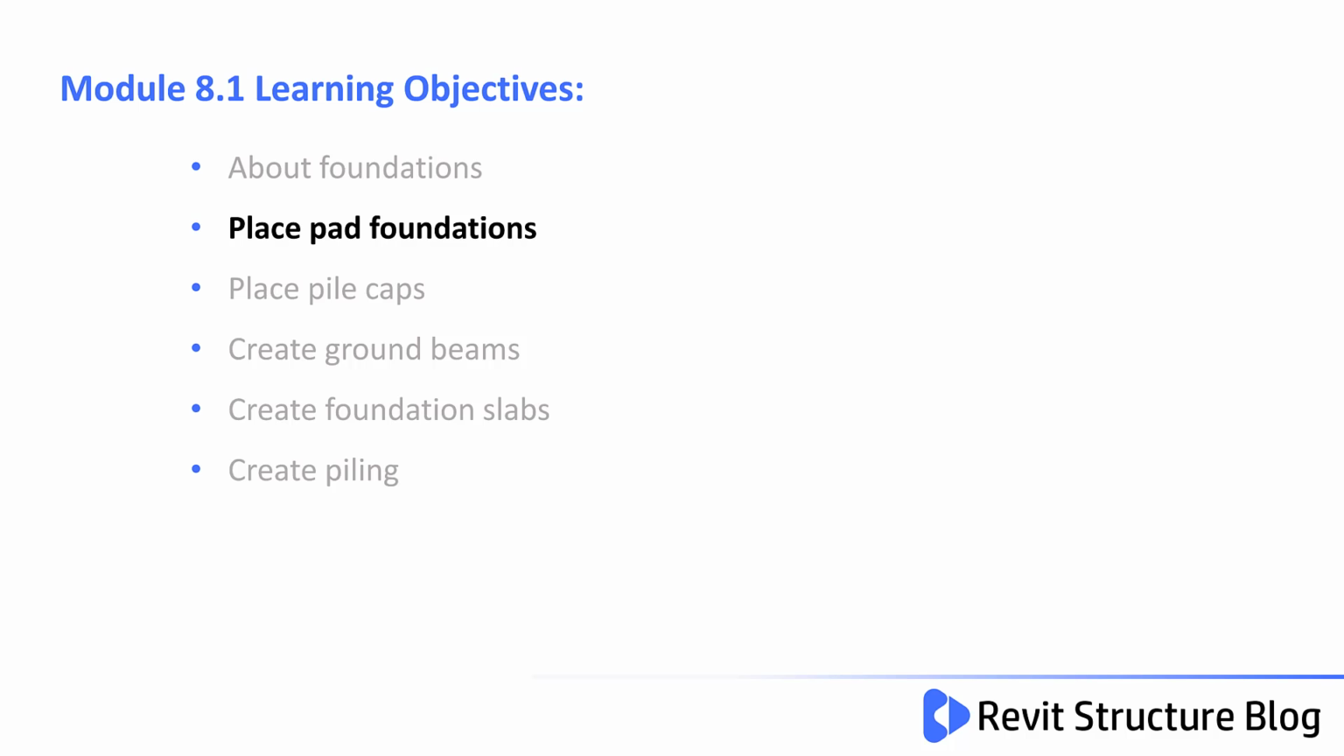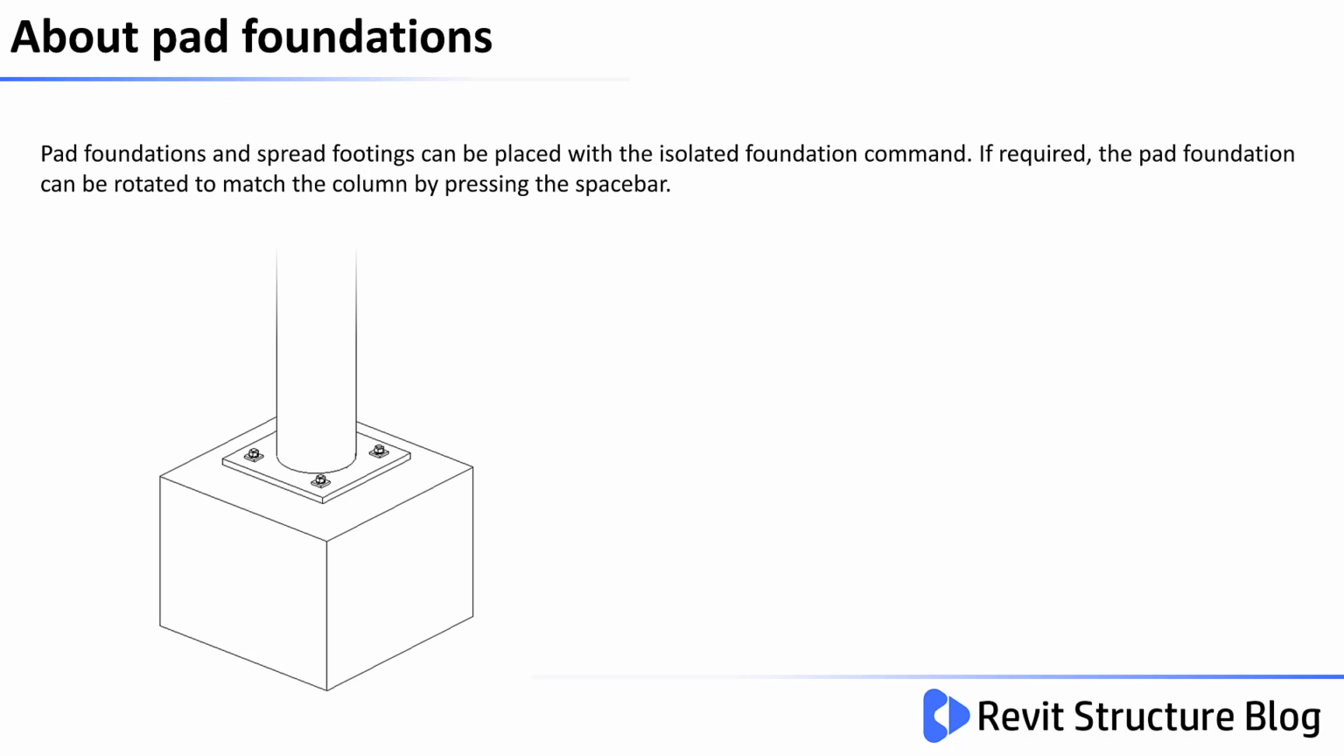In this video, you place pad foundations with the isolated foundation command. Pad foundations and spread footings can be placed with the isolated foundation command. If required, the pad foundation can be rotated to match the column rotation by pressing the spacebar.